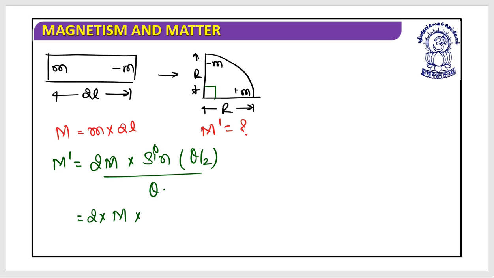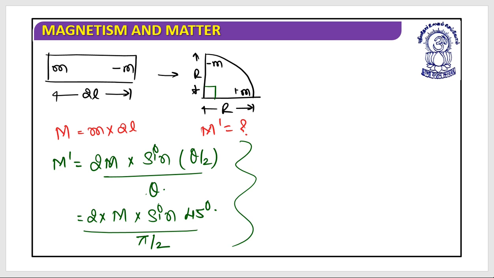As you can see, it's a 90 degree. 90 by 2, it's a sine of 45 degree, divide by theta. Theta could be written as pi by 2. 180 by 2, 90. Yes. So this is m dash, this would be equals to 2 into m into sine 45. The sine 45 could be written as 1 by root 2 divided by pi by 2. It's a pi into 2.